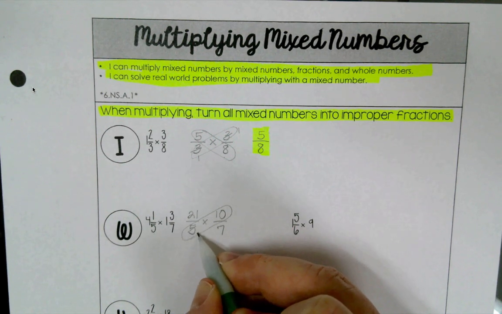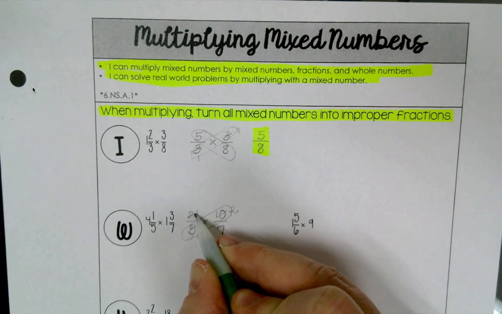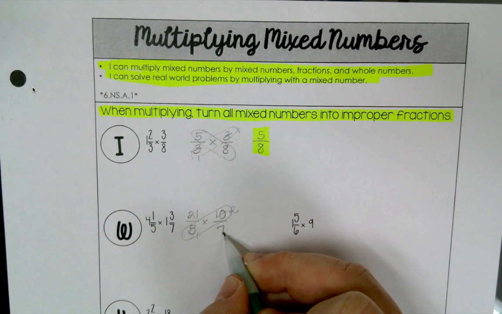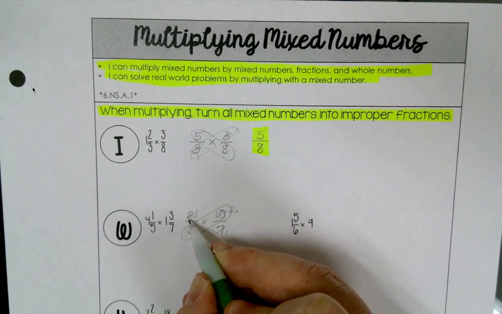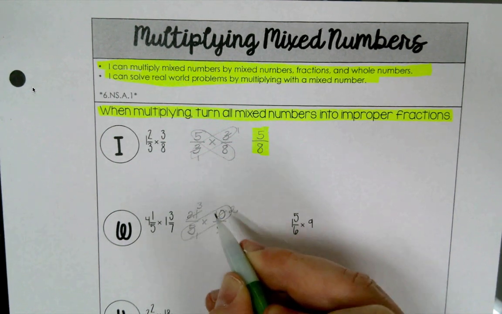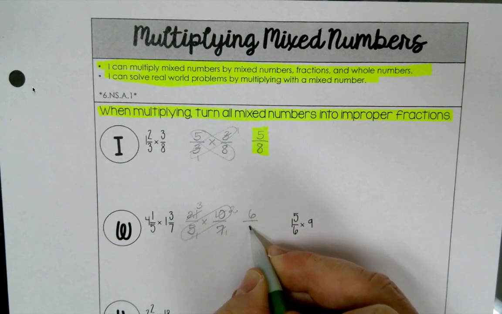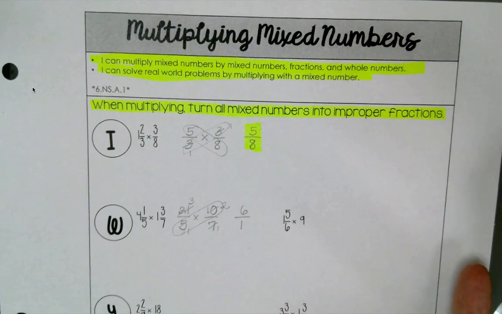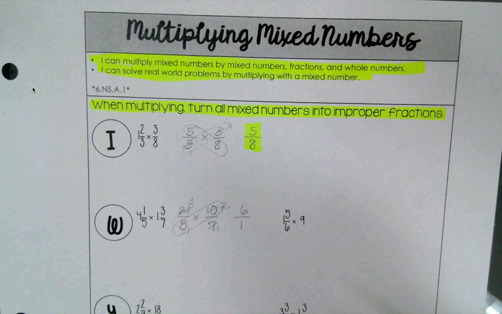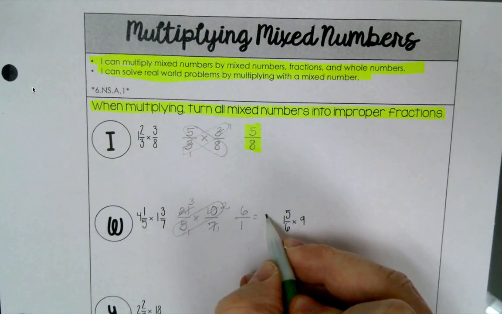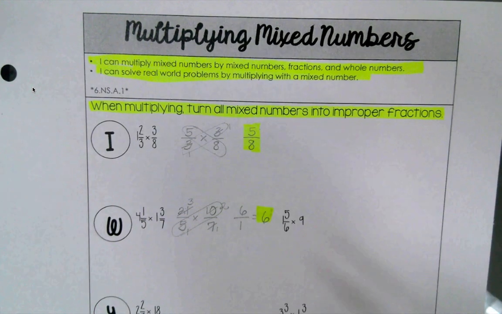So this becomes 1. 10 divided by 5 is 2. The greatest common factor of 21 and 7 is 7. So 7 divided by 7 is 1. 21 divided by 7 is 3. So 3 times 2 is 6. 1 times 1 is 1. Now, anytime you have a denominator of 1, you would not leave it like that. You need to simplify to 6. Okay, it just becomes a whole number because 6 divided by 1 is 6.